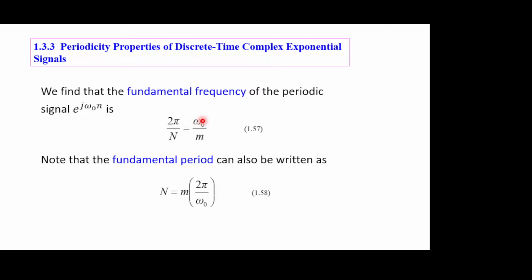And then we can have the fundamental frequency being 2 pi divided by N naught, and it will be omega naught divided by m. So the fundamental frequency will be different from omega naught for most of the time, when m is not equal to 1.